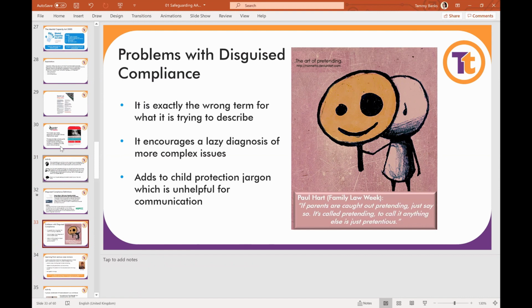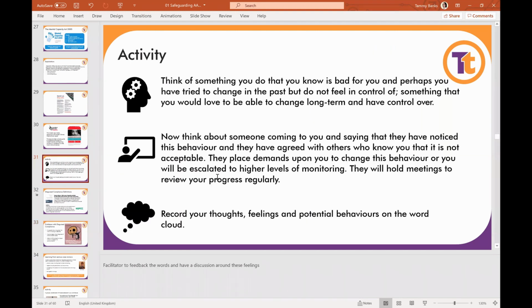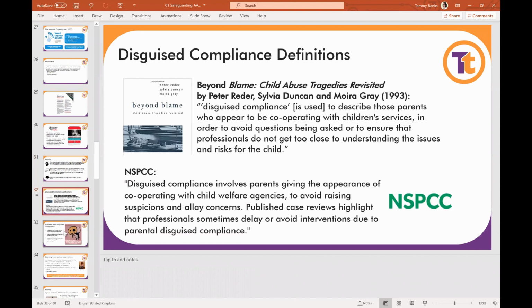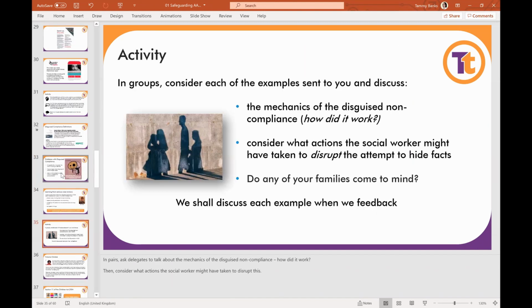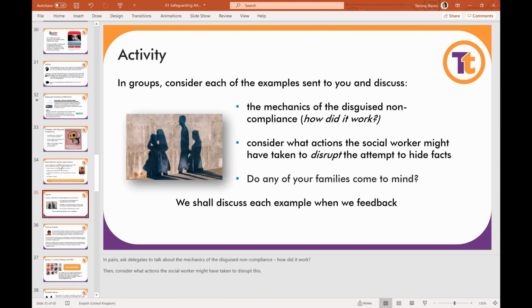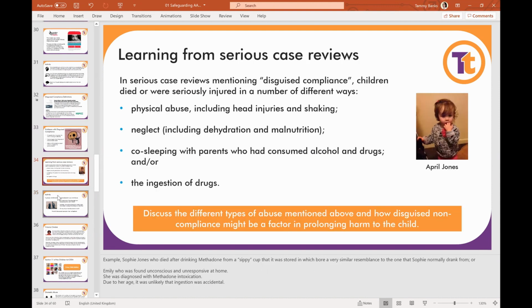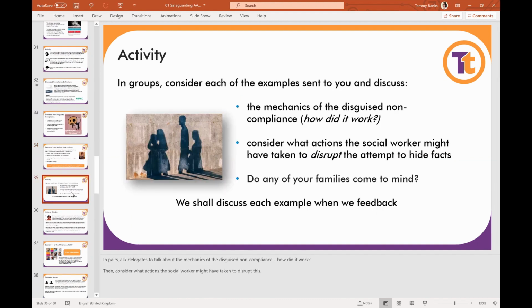I think I'd do it like that, and then I'd get them to come back, and I'd say, what do you think? Has anybody got any ideas of what that activity was connected to, or do you know? And then I'd go on to disguised compliance, which I've always liked that activity anyway. So that's that.